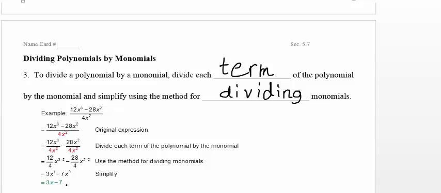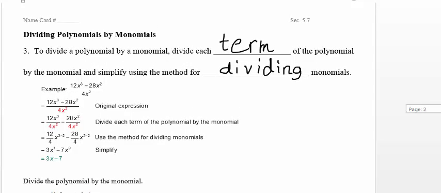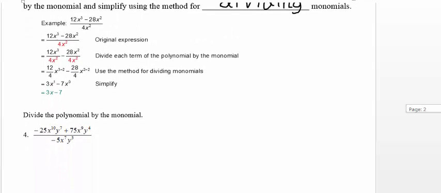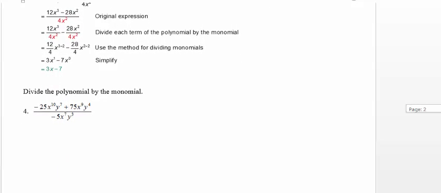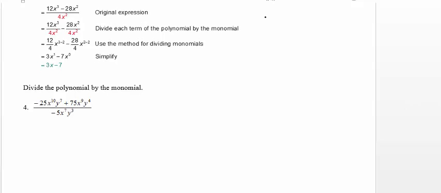No grouping symbols, no negative or zero exponents, no base appearing twice, no powers raised to powers. So those are the things I want to make sure are true for my final answer. So let's look at a couple of examples of this. Let's divide negative 25x to the 10th y to the 7th plus 75x to the 9th y to the 4th by negative 5x to the 7th y cubed.